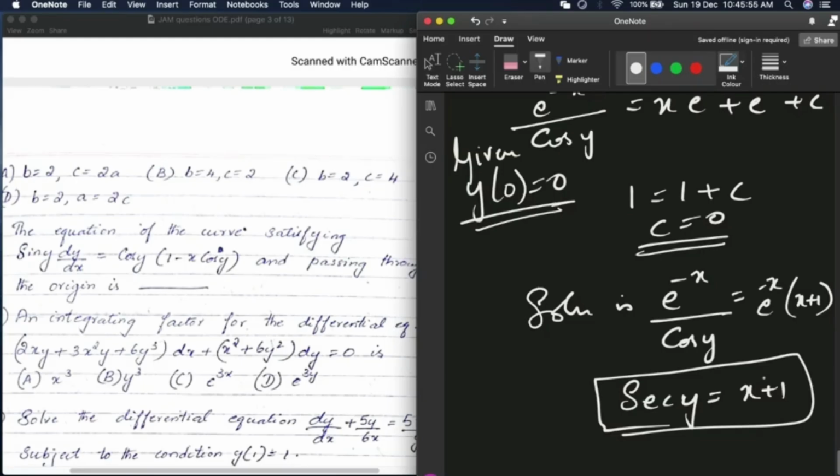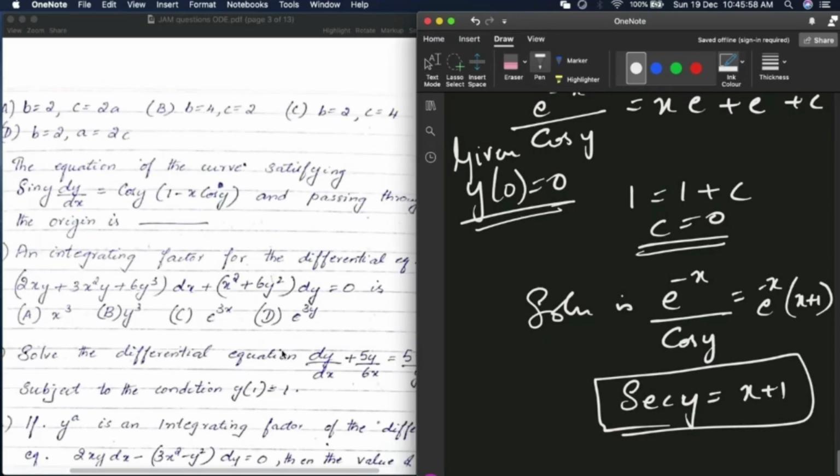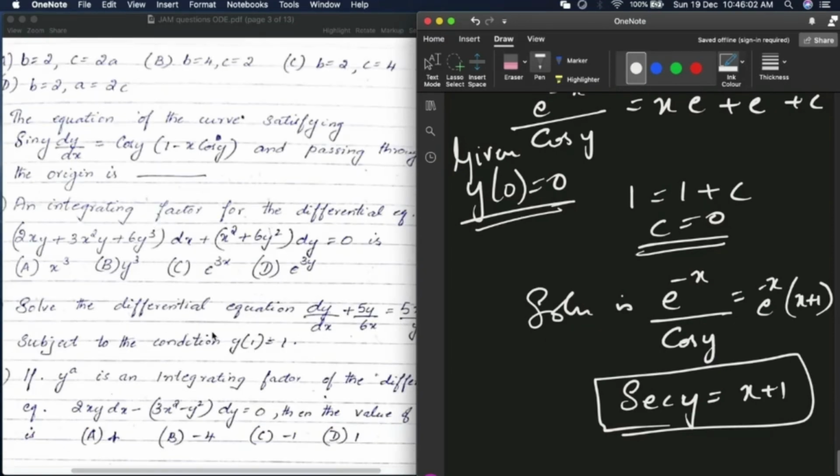Next problem is also to find the integrating factor. This is again a similar problem. Should we do it? You can give me the answer for this. Finding the integrating factor. Next question.